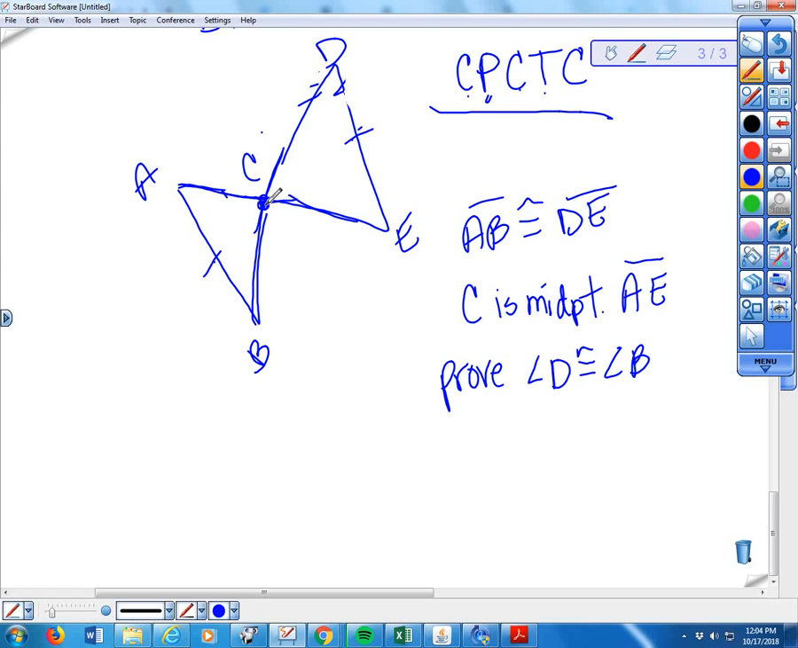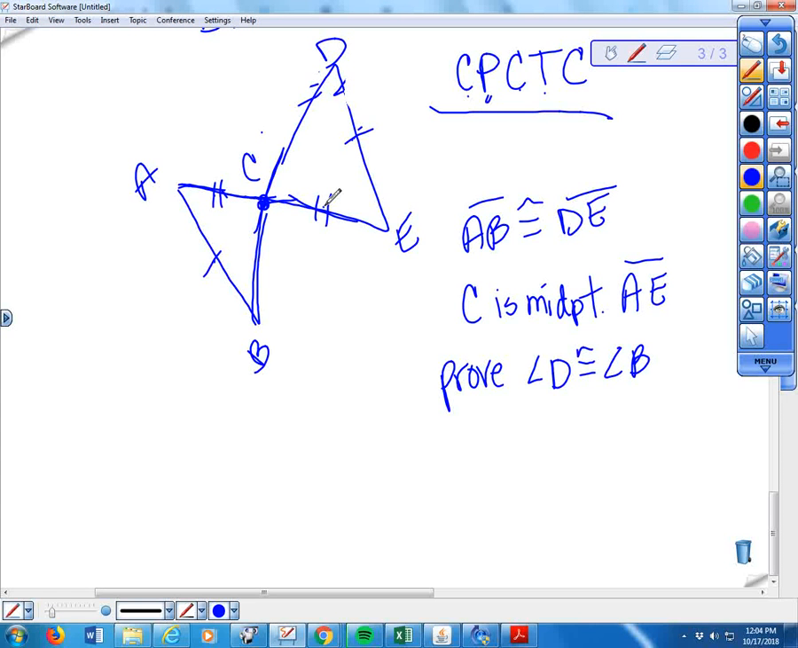Okay? The other piece of information that I was given is that C is the midpoint. So right away, I can mark this drawing up like this. That's what midpoint means, right? It breaks that segment into two equal parts. So I know AC and CE must be congruent because of what was given to me. C is the midpoint. So now I have a side and a side.